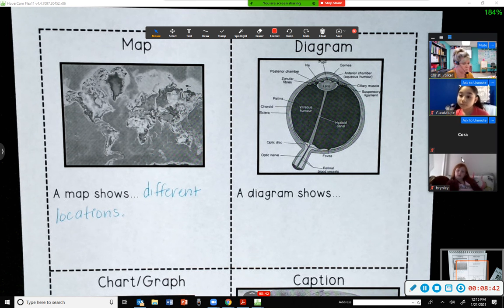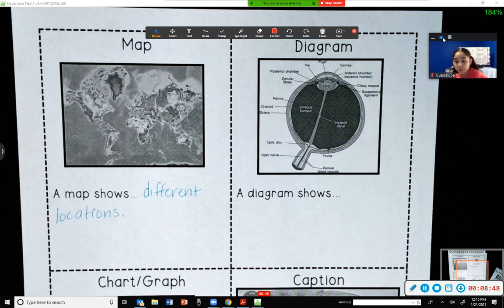All ready? What's a diagram? A diagram is like one of those things we talked about. A diagram is a thing that shows you the pieces to. Where is it? A diagram is a thing that points like labels. Good, yeah, it's going to have labels.